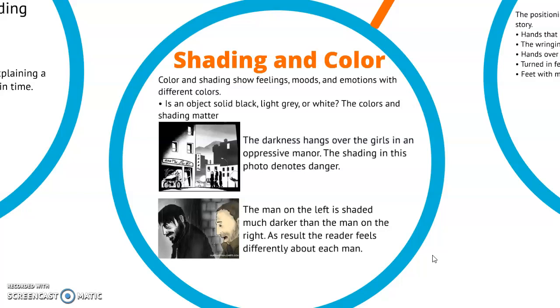In the first panel here, we've got a darkness that hangs over the girls in an oppressive manner, meaning the darkness is pushing down on them. Not a good thing, something that's oppressive, something that's keeping people down, something that's bearing down on you. And in this case, it could be indicative of danger.